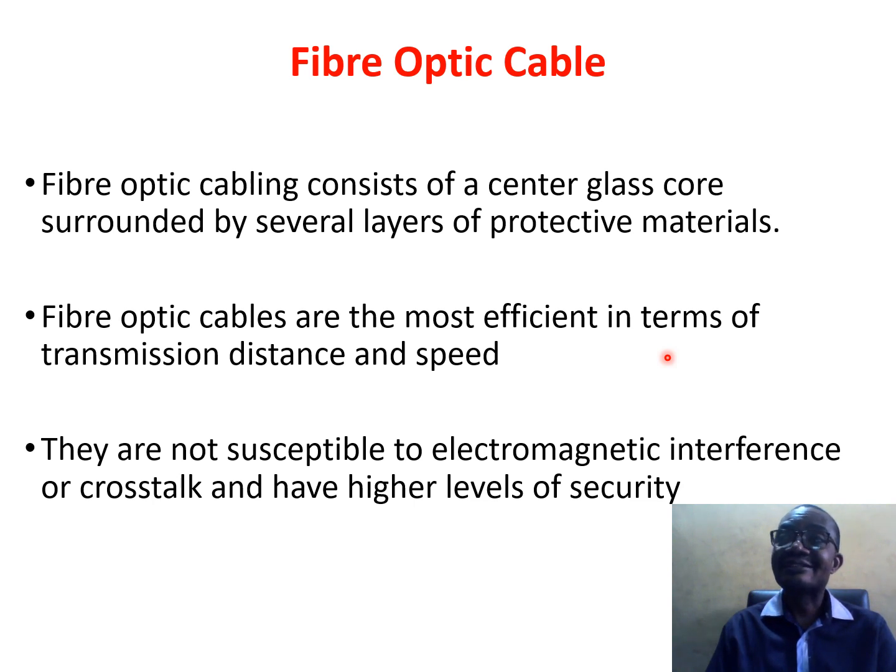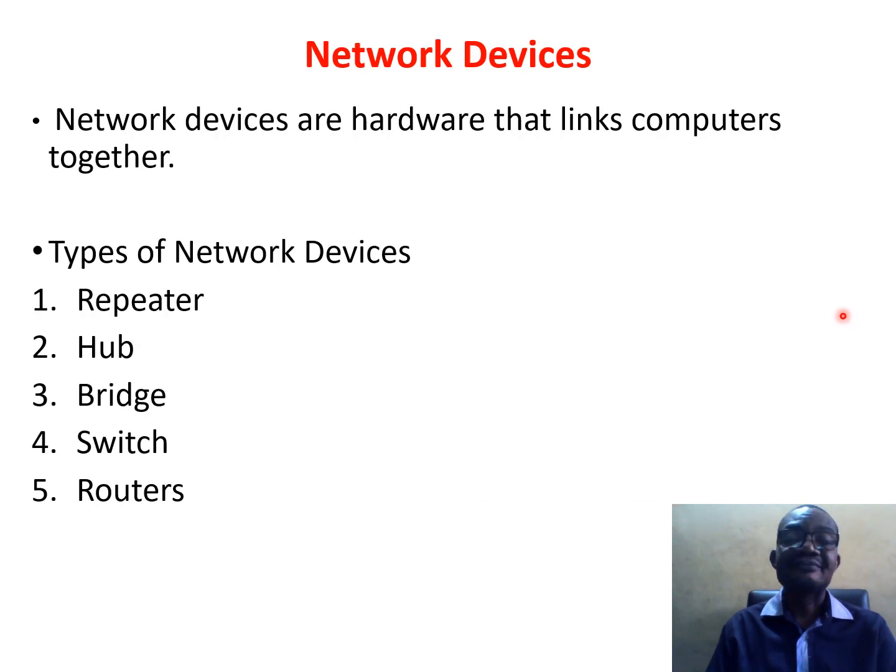We can link computer networks within a city using fiber optic cables. So fiber optic cables are quite efficient. They are not susceptible to electromagnetic interference or crosstalk, and they have higher levels of data security.